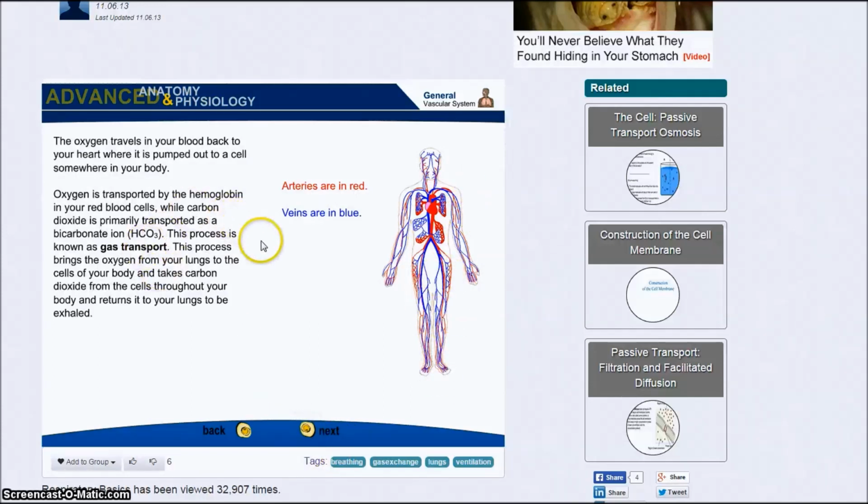Oxygen is transported by the hemoglobin in your red cells, while carbon dioxide is primarily transported as a bicarbonate ion. This process is known as gas transport. It also involves, and you'll read about this in your book, Henry's Law. And Henry's Law basically says that when there is enough pressure and there is a liquid adjacent to a gas, the gas will dissolve into the liquid in relation to the amount of partial pressure that exists in the gas.